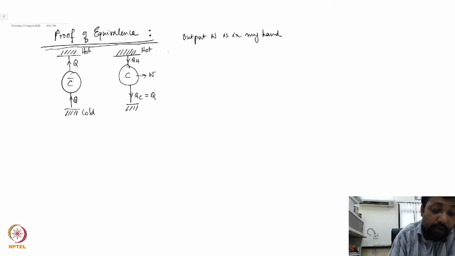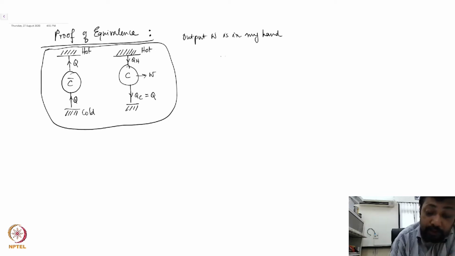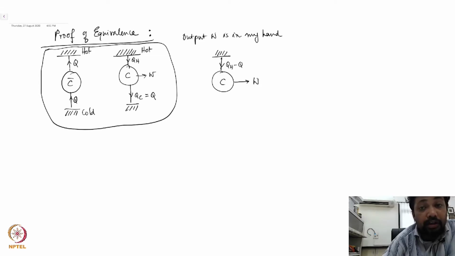Therefore, if you look at this whole machine together, what do you get? If you look at it carefully, then you will get an amount of heat which is QH minus Q, which is drawn from the hot reservoir, and an amount of W which is converted to work. So this machine clearly violates Kelvin statement.